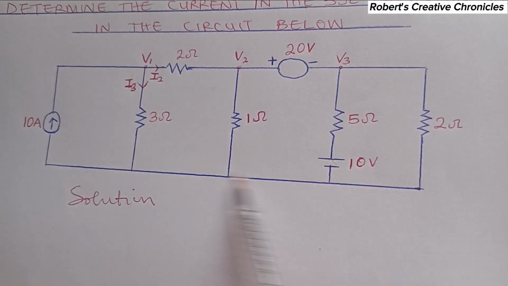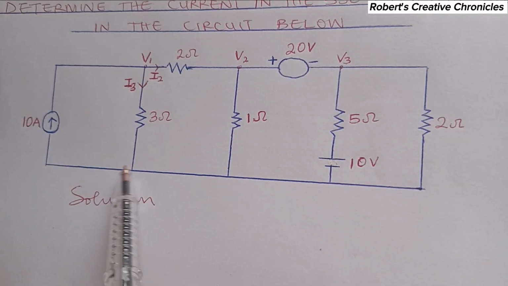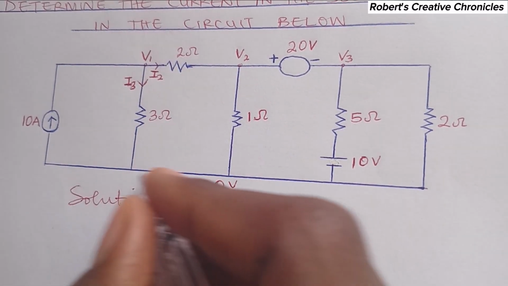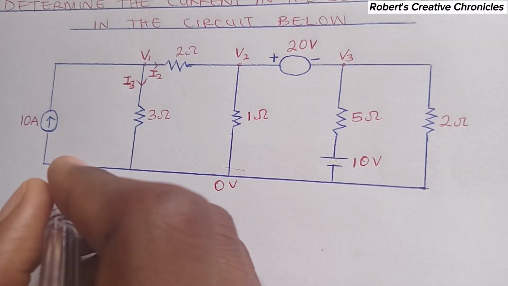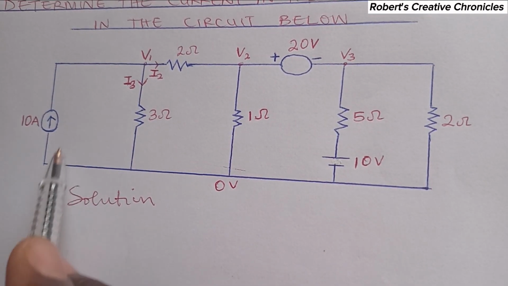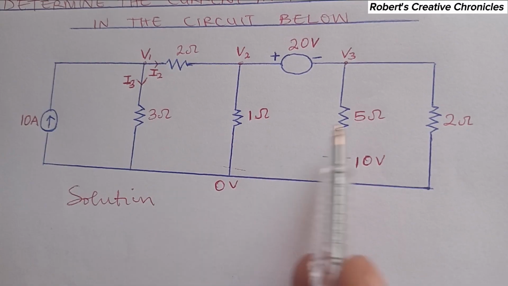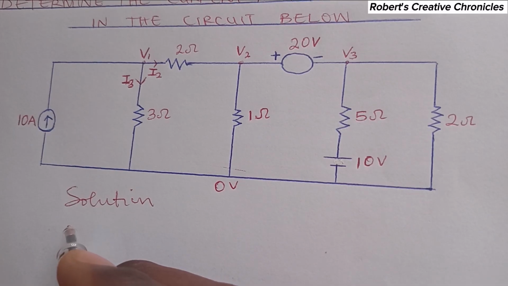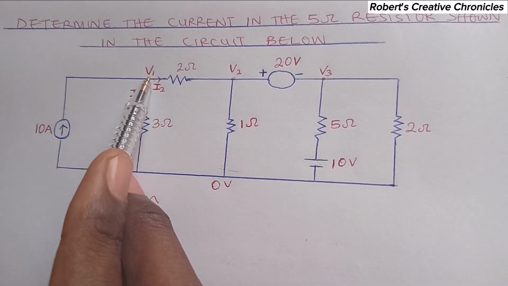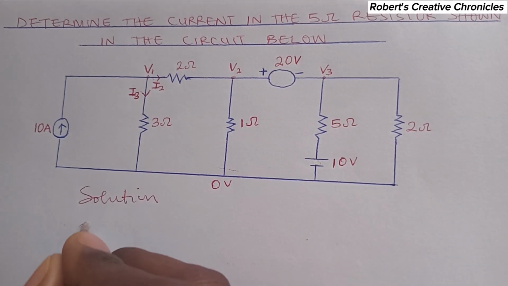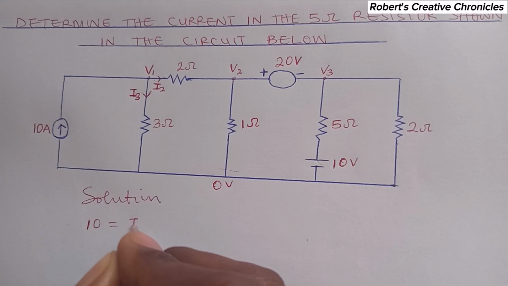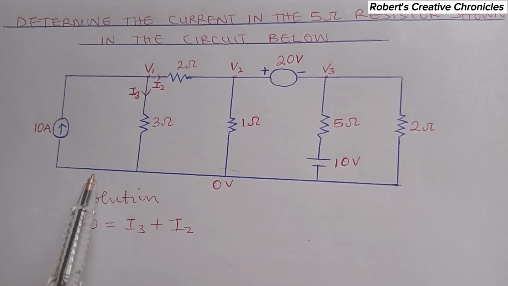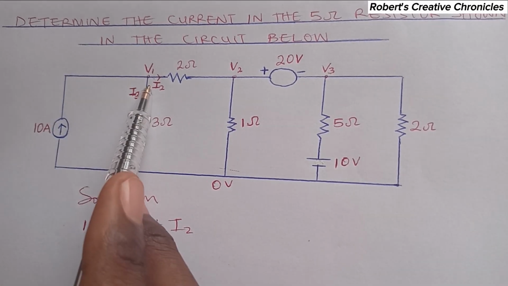And this bottom is at 0 volts. This is our reference potential, which is at 0 volts. All this bottom here, because it's also a principal node, having 1, 2, 3, 4, 5 branches joining it. So applying KCL at this node, it will be 10 equals I3 plus I2, since the only incoming one into this node is 10, and these two are leaving the node.